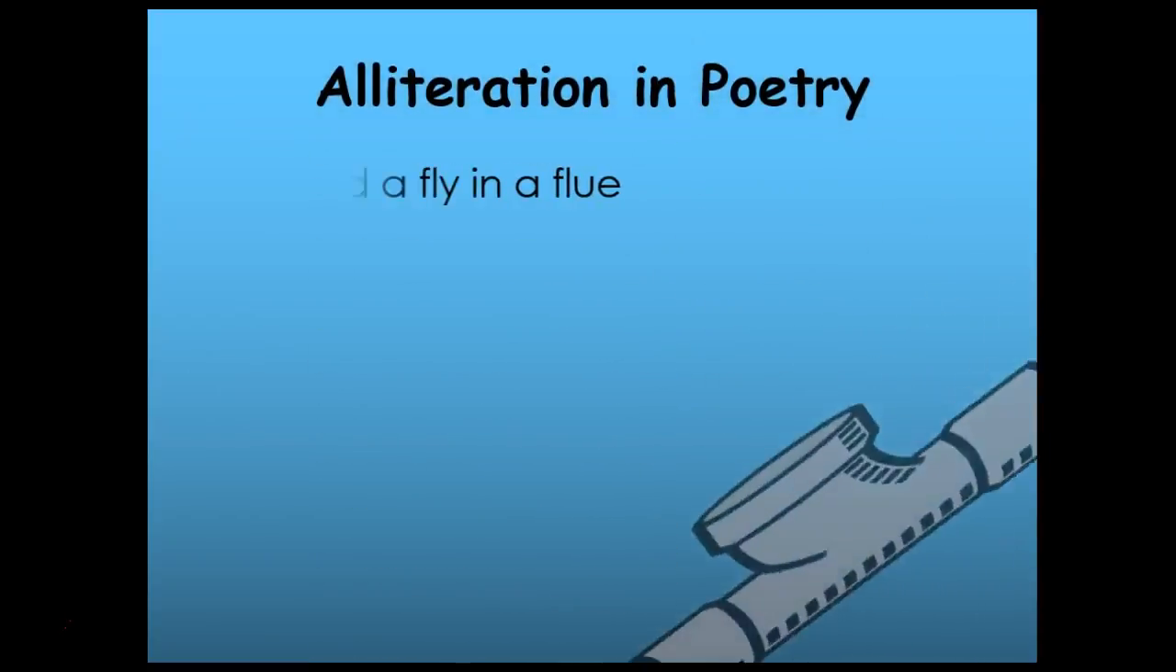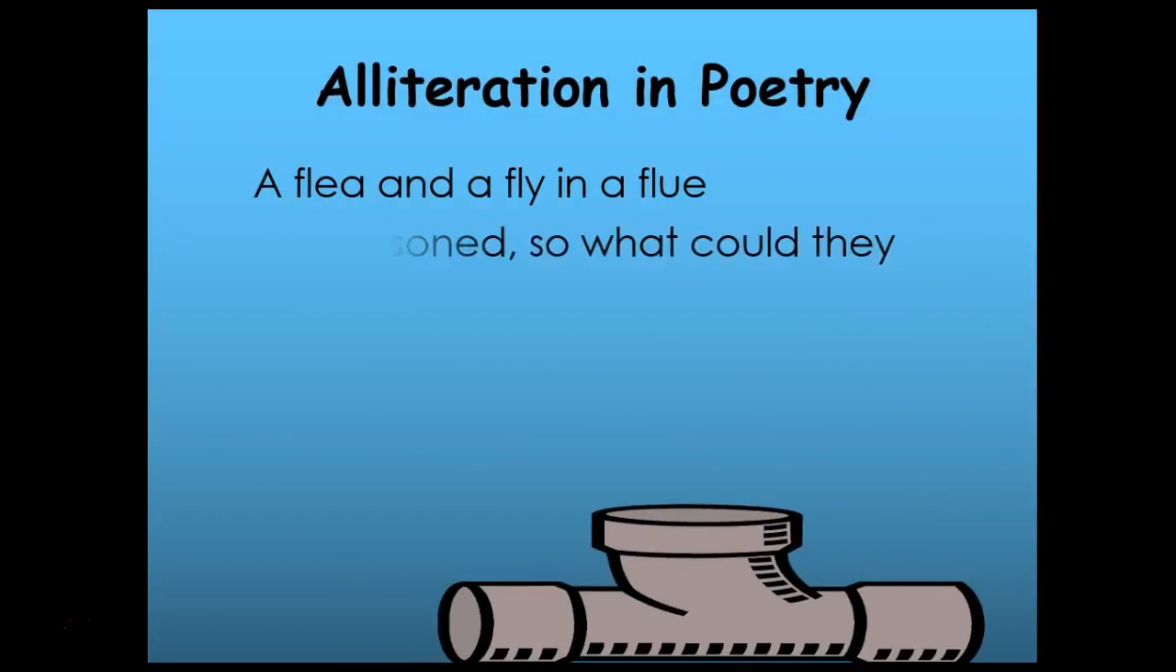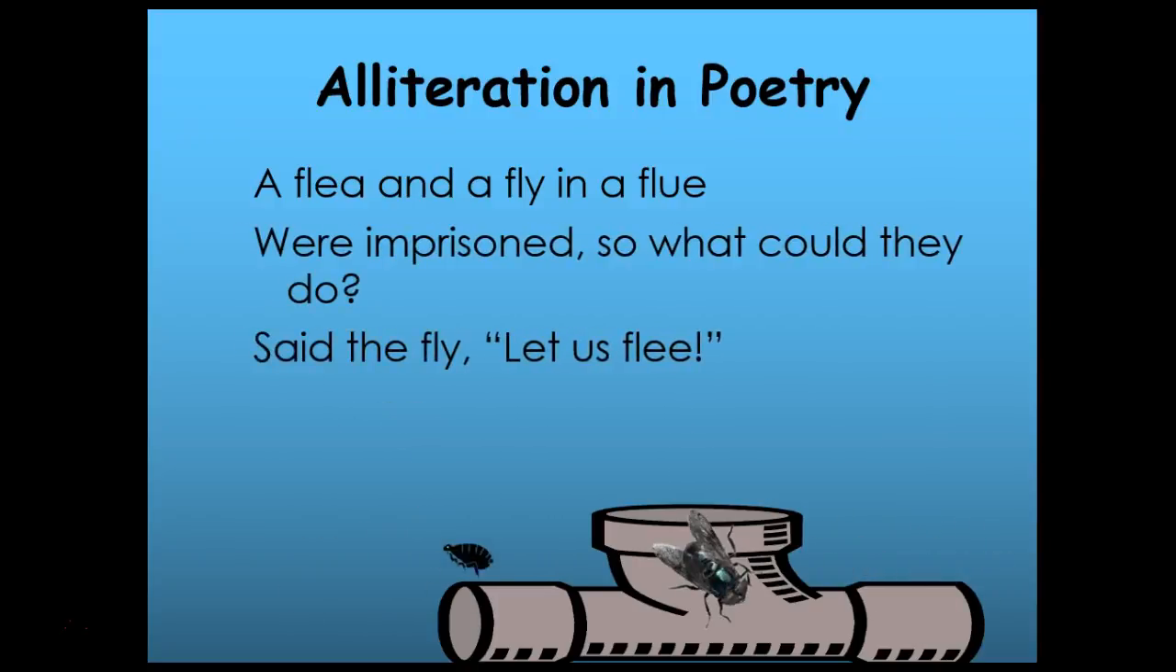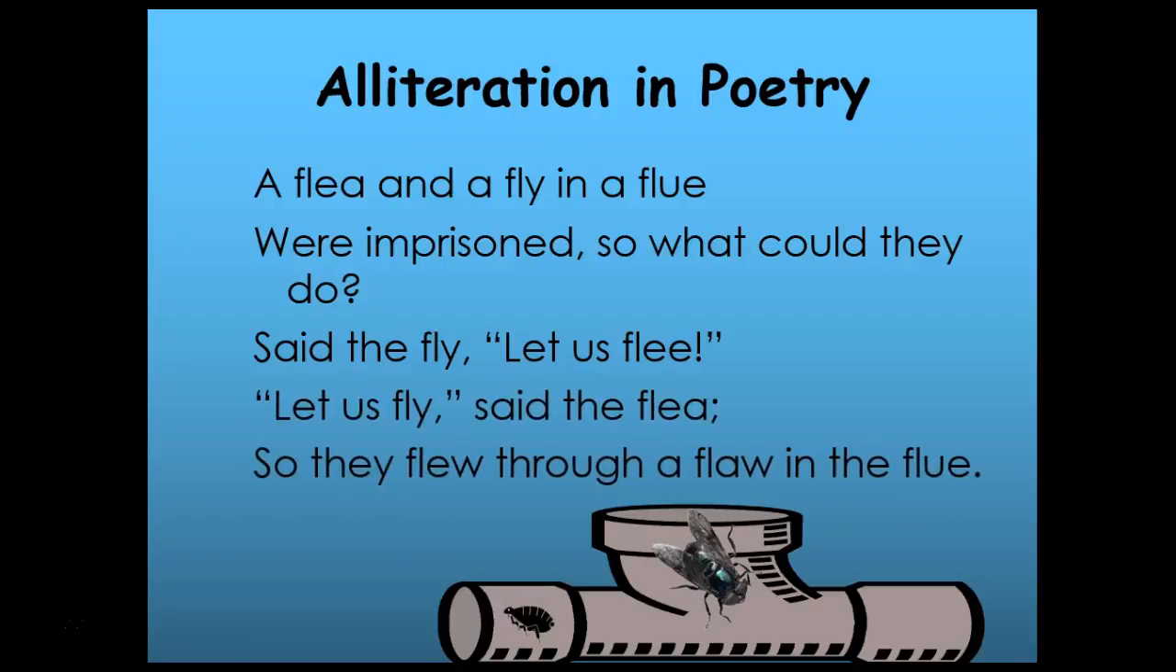You see alliteration a lot in poetry. A flea and a fly were in a flue, were in prison, so what could they do, said the fly? What could they do? Said the fly, let us flee, let us fly, said the flea. So they flew through a flaw in the flue. And you can see that is a lot of alliteration.